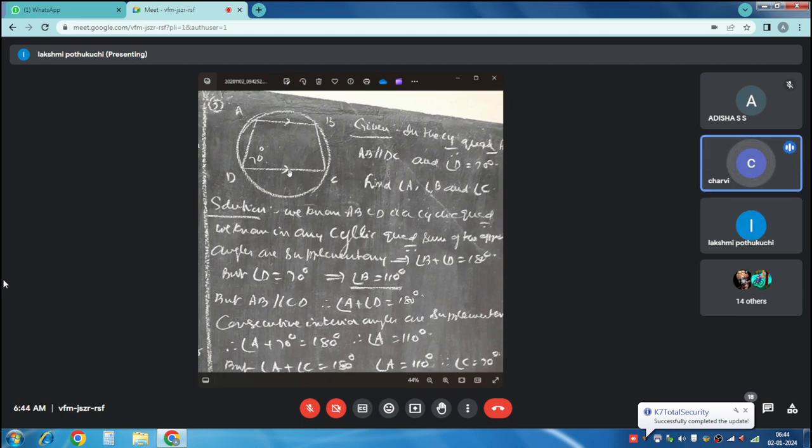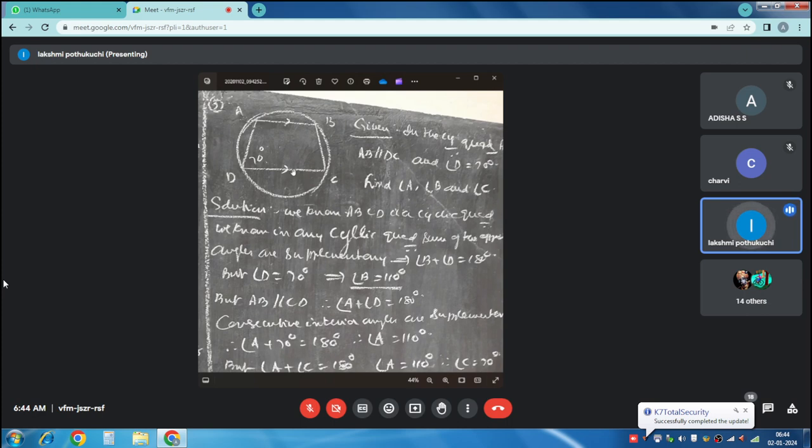Therefore, angle A plus angle D is equal to 180 degrees, a pair of consecutive interior angles. I said AB and CD are parallel lines, and AD is a transversal. When two parallel lines are intersected by a transversal, the sum of the consecutive interior angles is supplementary. Therefore, angle A plus angle D is equal to 180, but D is equal to 70 degrees. Therefore, angle A is equal to 110 degrees.